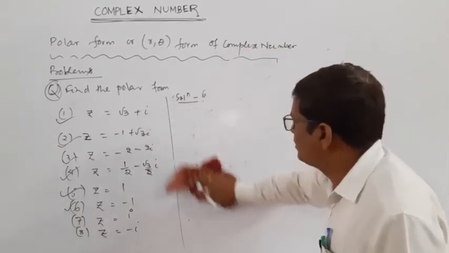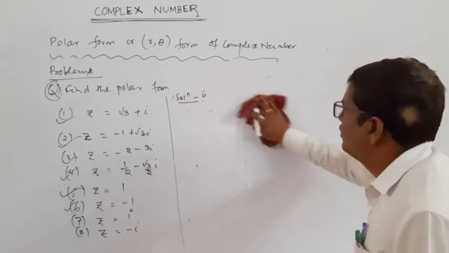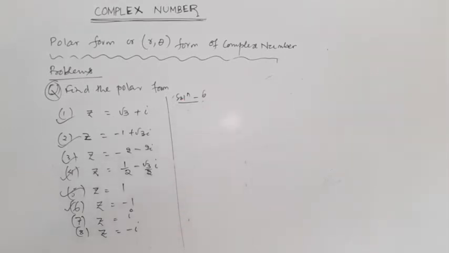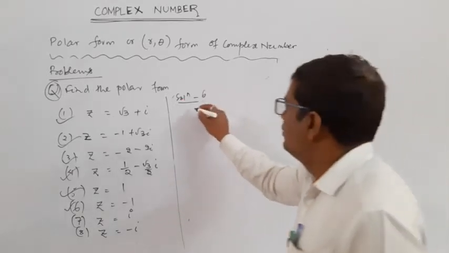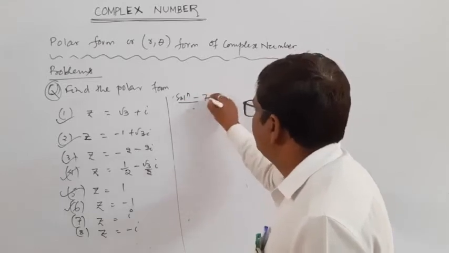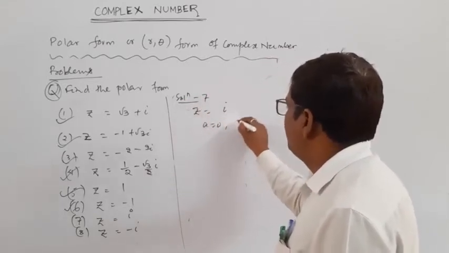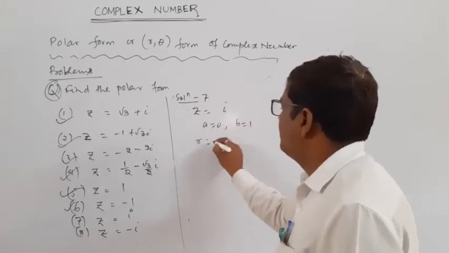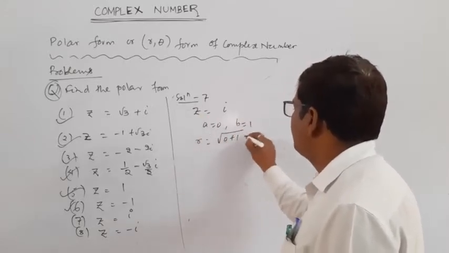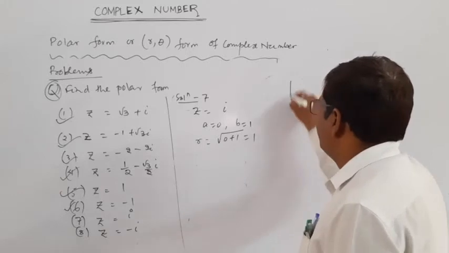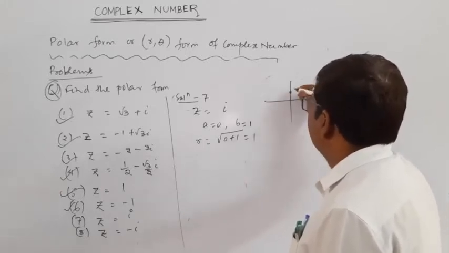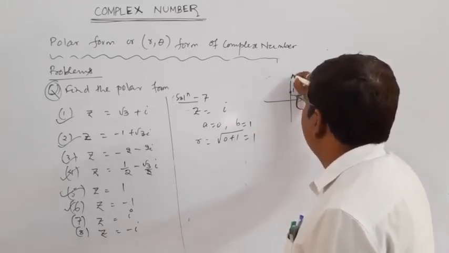Solution of question number 7. z is equal to i. Here a is equal to 0, b is equal to 1, r is equal to root over 0 plus 1, that is 1, and this is b. So 1, angle is pi by 2.